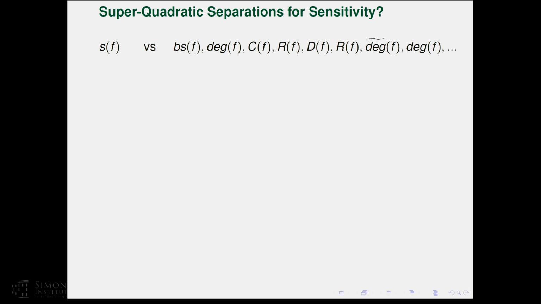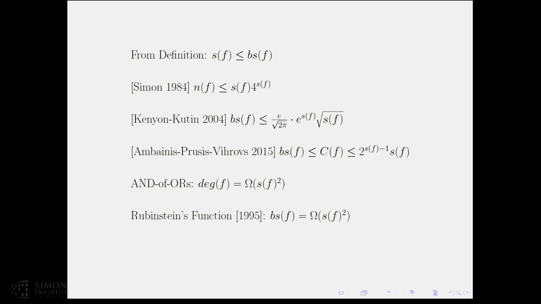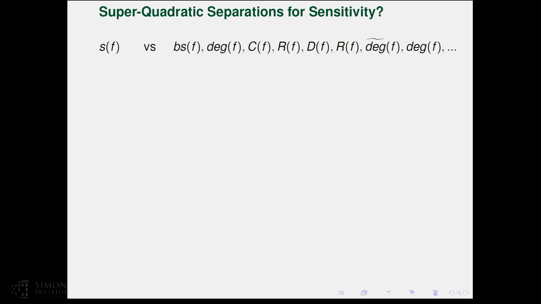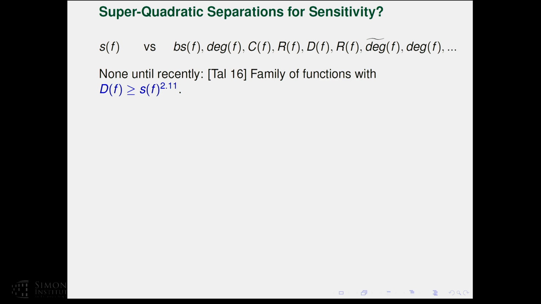In this work, we will be looking at this kind of thing. So we want to construct functions that have big gaps from sensitivity. So we ask, can we construct superquadratic separations for sensitivity versus any of the measures that you like? And surprisingly, until very recently, we didn't know superquadratic separations for any of these measures.